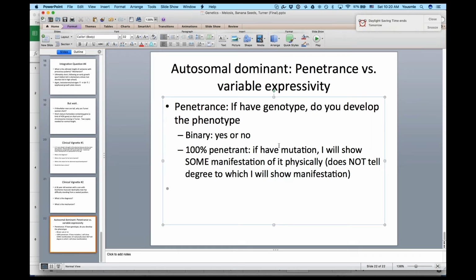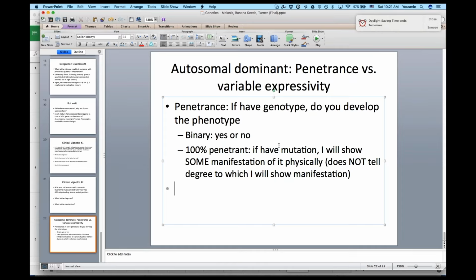So how about variable expressivity? What does that mean? Do you show all manifestations, or just some of them? Variable expressivity means that if I show manifestations, those manifestations will vary from person to person. Marfan's is a good example. Some people have long fingers and some people don't. Some people have aortic dilation, some people don't.